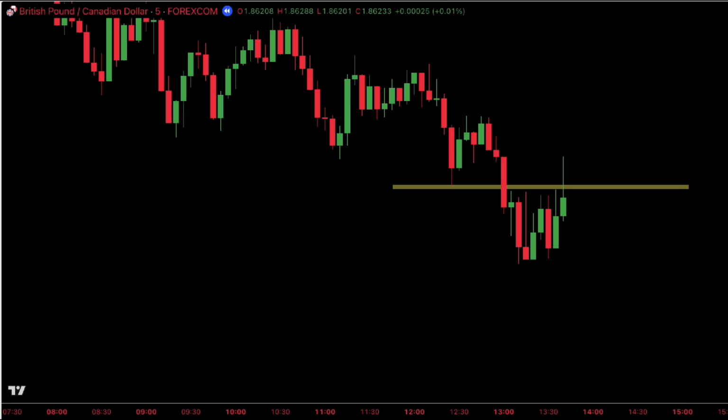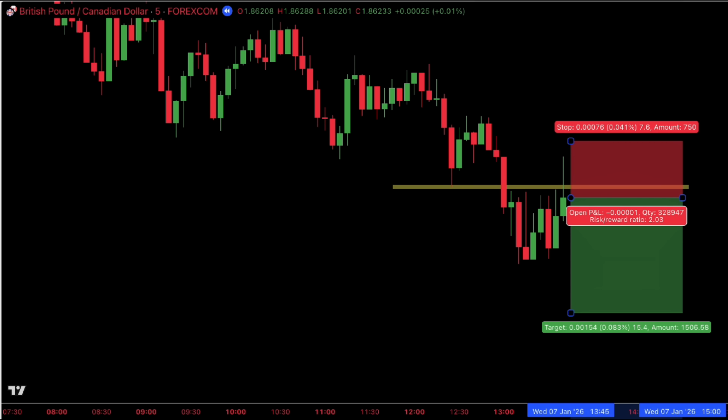Now let's go back to the 5-minute chart and evaluate the trade. We enter at the close of the Nagaraboshi candle. Our stop loss is placed above the rejection wick, and our target is set at the next key support level. This gives us a minimum 2-to-1 risk-to-reward ratio, which makes the trade valid. Now let's execute the trade and see what happens.